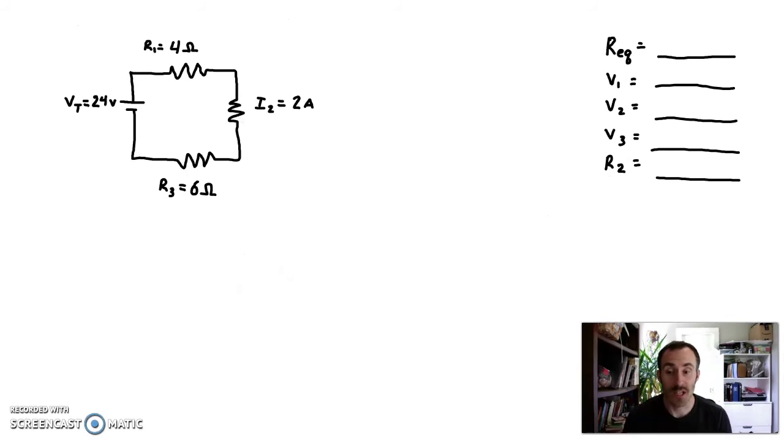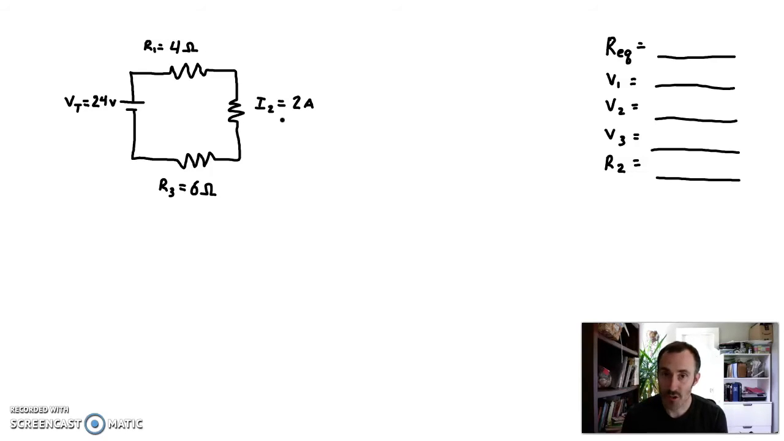For the second one, we're given total voltage, 24 volts, we're given R1 and R3, and we're given the current through the second resistor, but we're not given the resistance of the second resistor. So we're supposed to find equivalent resistance, V1, 2, and 3, and we're supposed to find R2. So we can't jump straight to equivalent resistance because we don't have R2, right? Because then we could add them up, but we don't have R2.